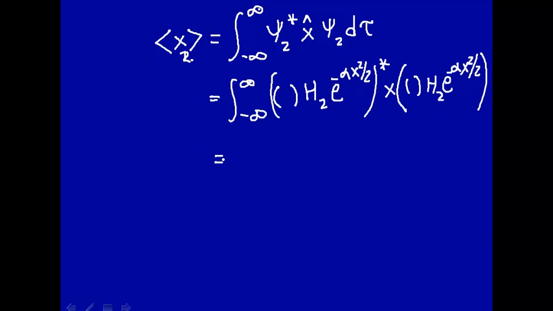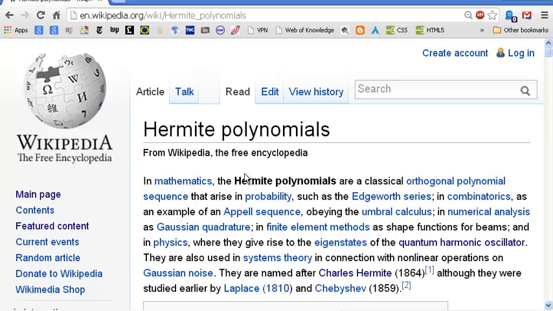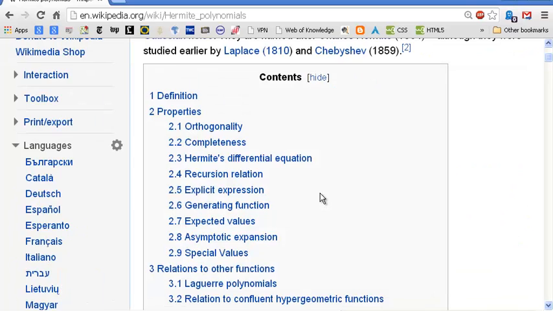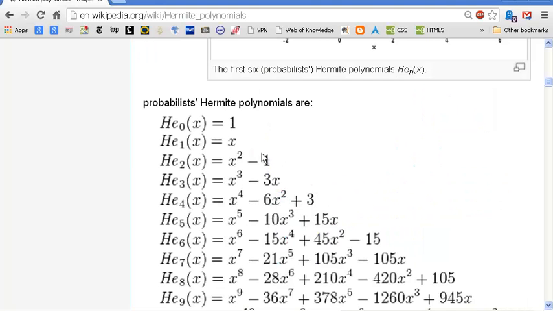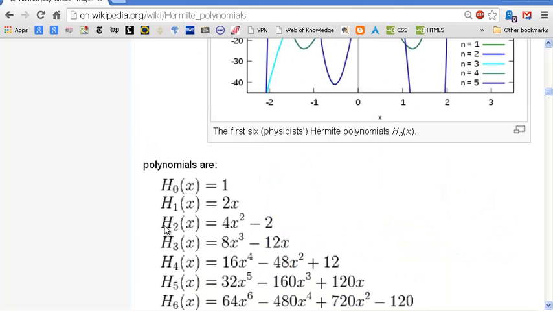So let's take a look at the Hermite polynomials for n equal 2. Okay, so we go to the Wikipedia article. Here it is, Hermite polynomials. We wanted the n equal 2 Hermite polynomial. Here it is, n equal 2. Well, sorry, that's the mathematicians. Let's go down here, the physicists. Okay, here's the physicist's Hermite polynomial, n equal 2. It's 4x squared minus 2.